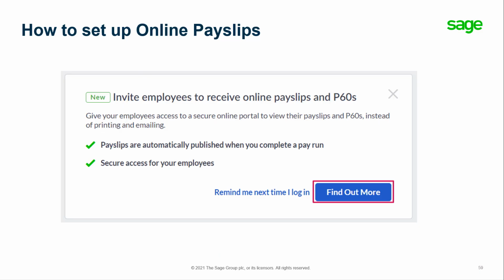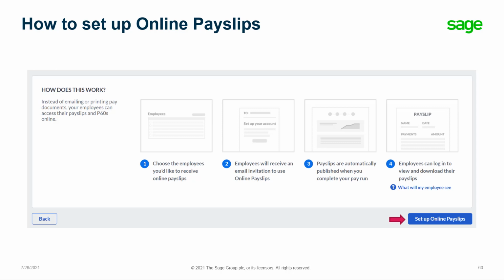Let's have a look at how to set up online pay slips. Firstly, log into your Sage Business Cloud payroll account as usual and look out for the new dialog box in the bottom right-hand corner of the summary screen. From there, select Find Out More. You'll then see an overview of how the feature works. If you're happy and want to proceed with the setup, select Set up Online Payslips.